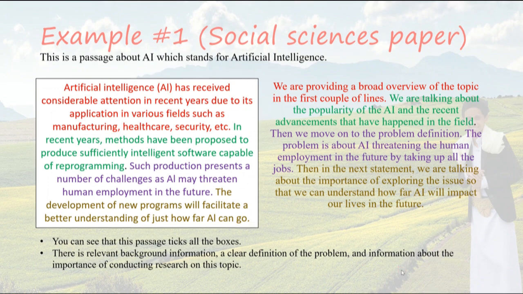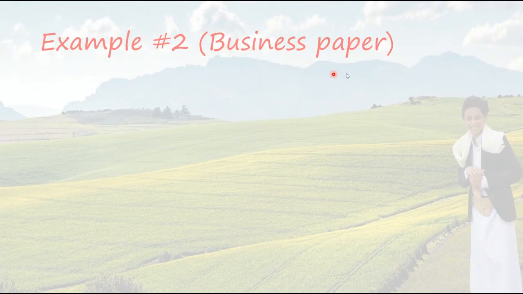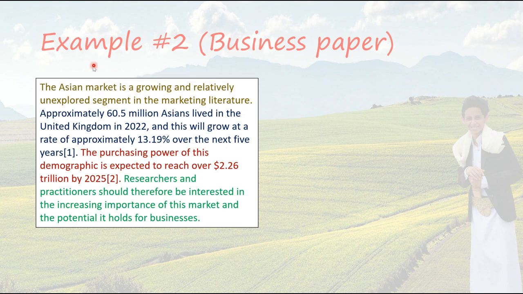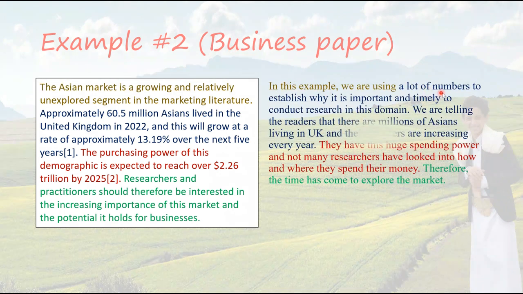this topic. Example number 2, business paper. In this example, we are using a lot of numbers to establish why it is important and timely to conduct research in this domain. We are telling the readers that there are millions of Asians living in UK, and their numbers are increasing every year. They have this huge spending power, and not many researchers have looked into how and where they spend their money. Therefore, the time has come to explore the market.